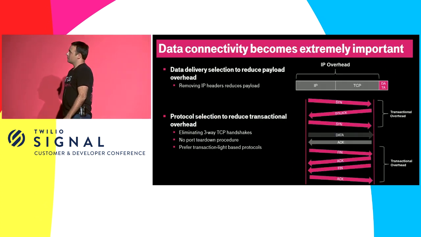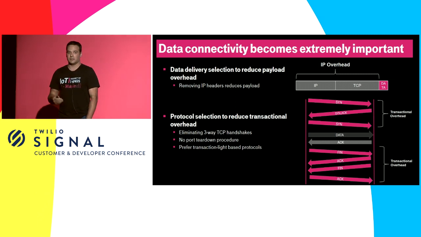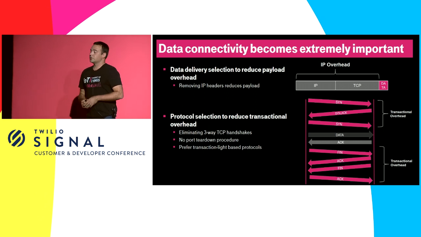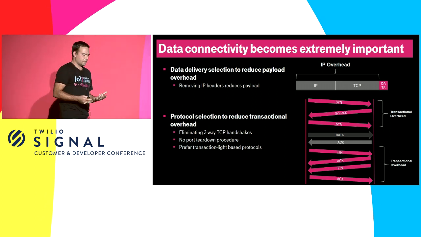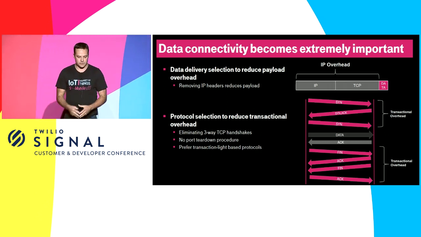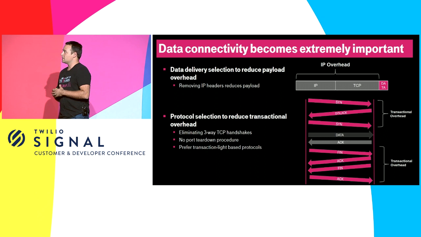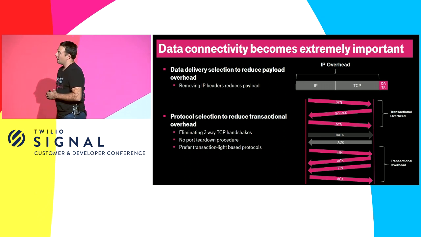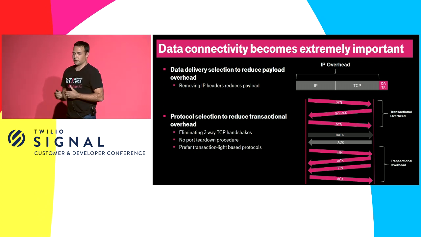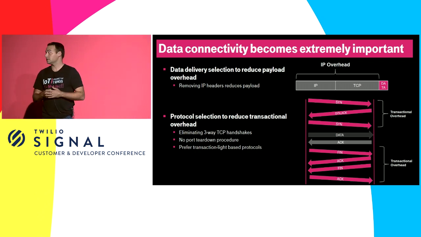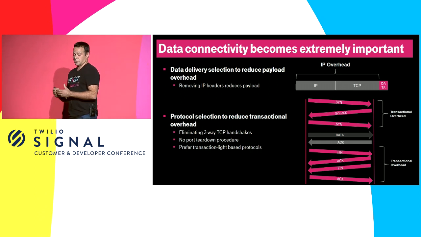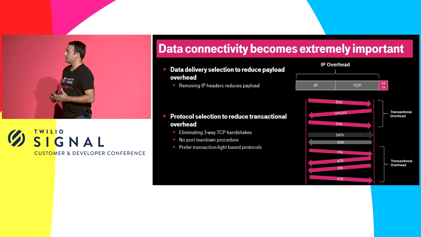And we do that by focusing on data connectivity and data delivery, which becomes really important. So data delivery to reduce overhead. So how do we reduce overhead? There's two ways. There's transactional overhead, and then there's IP overhead, which is on the top. So by removing IP and TCP headers, things like that, which really dominate the transmission when you're talking about 5 or 10 byte transmissions. By reducing that overhead, we can greatly reduce the actual transmission that's being sent over the air.